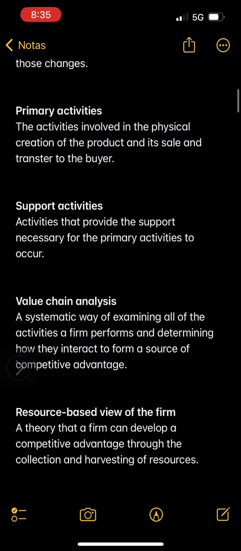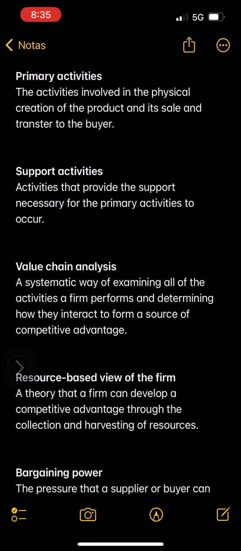The activities involved in the physical creation of the product and its sale and transfer to the buyer. Support activities. Activities that provide the support necessary for the primary activities to occur. Value chain analysis. A systematic way of examining all of the activities a firm performs and determining how they interact to form a source of competitive advantage.